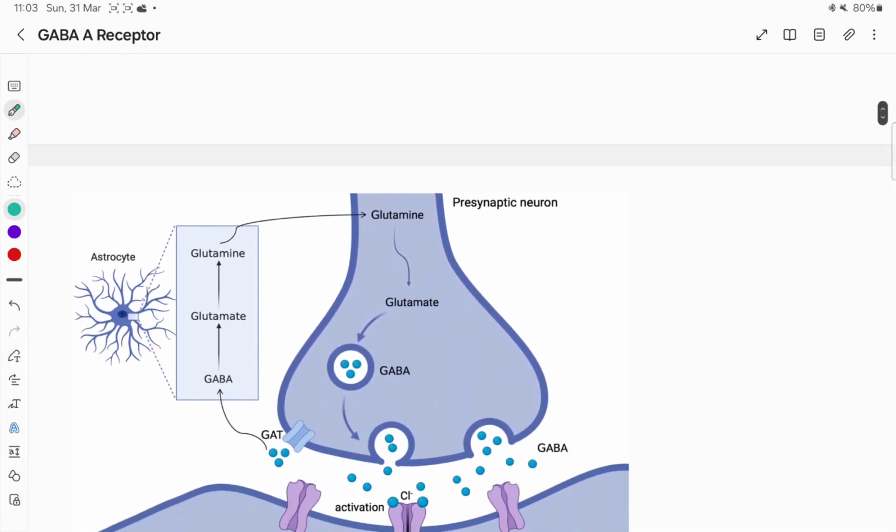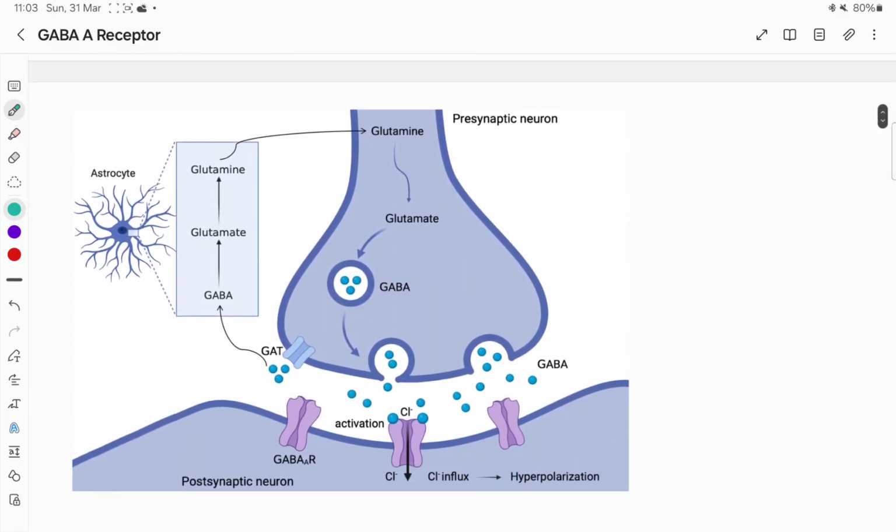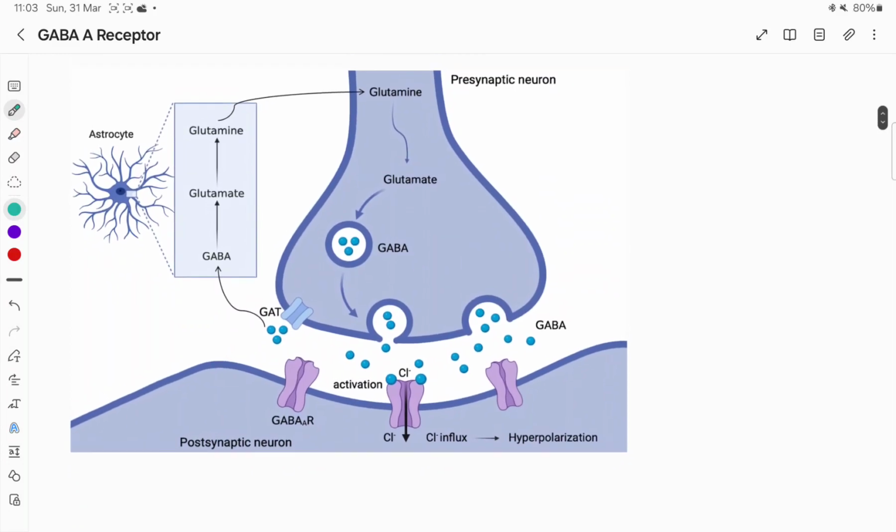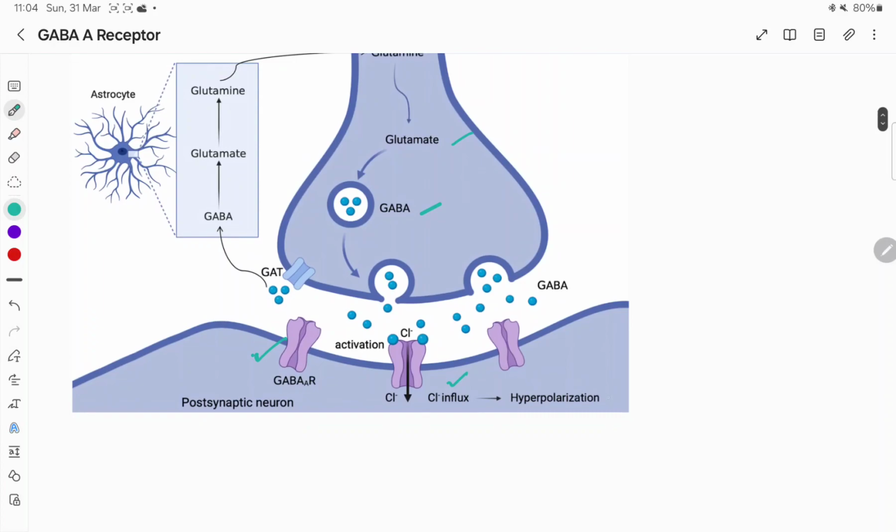Now this GABA is synthesized from glutamine in the neuron, and glutamine is converted to glutamate. Glutamate is then converted to gamma aminobutyric acid, and this GABA is then released into the synapse. Then it acts on the postsynaptic GABA A receptor, which is linked to the chloride channel, to cause chloride influx, and there will be hyperpolarization of the neuron.